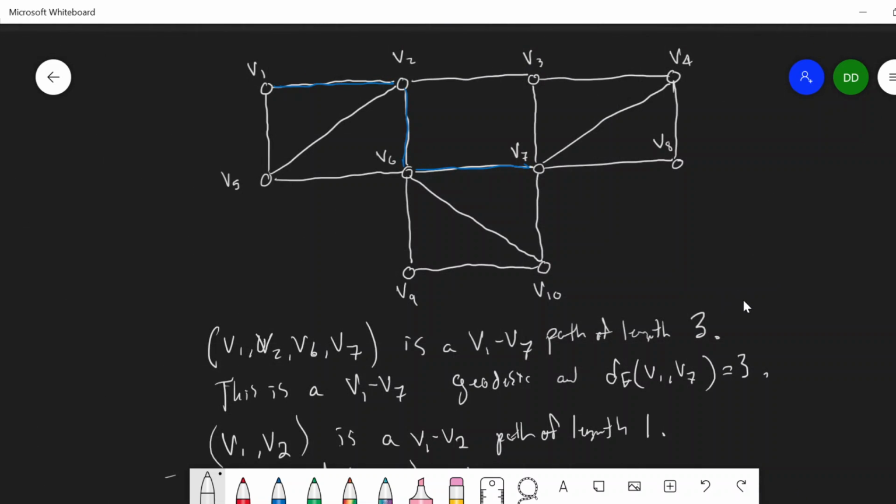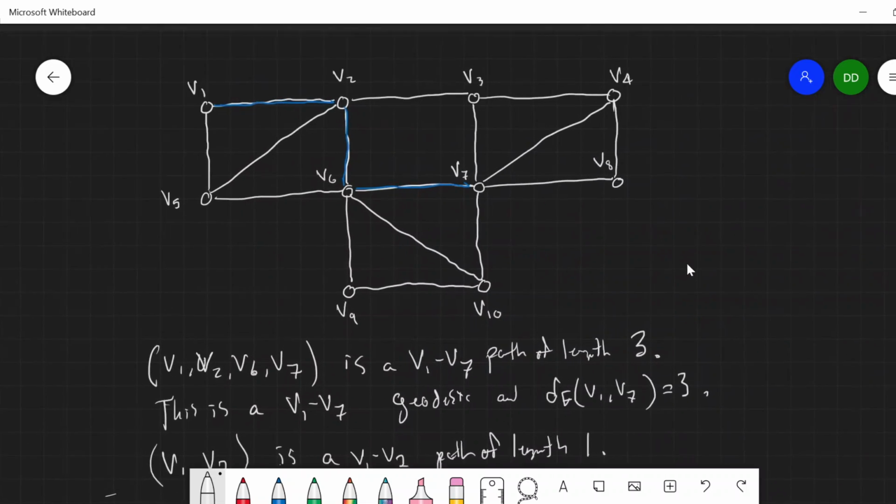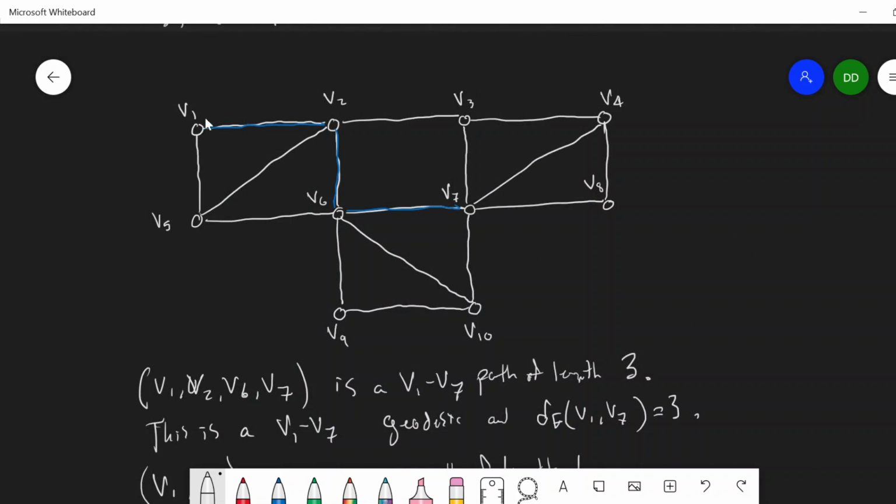Let's compute a couple other distances here. How about V1, V8? I want to think about all the different paths from V1 to V8. I could come over here and go around there and go to V8, but that one probably won't be the shortest. Clearly, they're not adjacent, and so the distance is greater than 1. Also, no vertex in the neighborhood of V1 is adjacent to V8, and so the distance is strictly greater than 2.